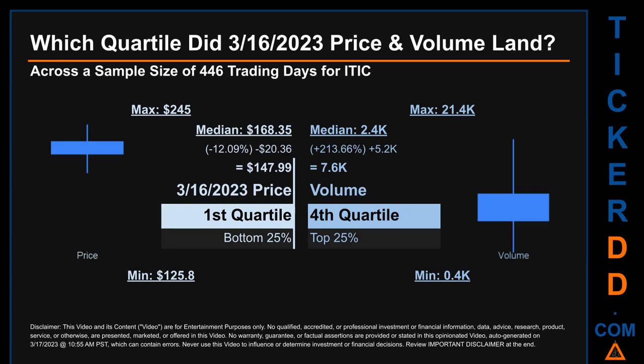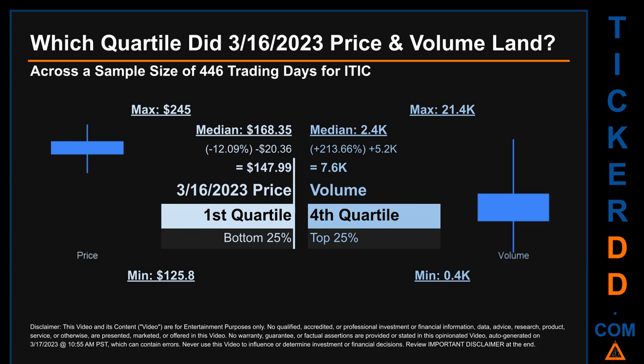Which quartile did March 16, 2023 price and volume land? Across a sample size of 446 trading days, the maximum end-of-day price for ITIC was $245 while the minimum was $125.80. Within that price range, March 16, 2023 price, of $147.99, landed within the first quartile, meaning it was within the bottom 25% of all sampled end-of-day prices. The day's volume landed within the fourth quartile, marking it within the top 25% of all sampled daily volume, which saw a max daily volume of 21.4 thousand and a minimum of 0.4 thousand.